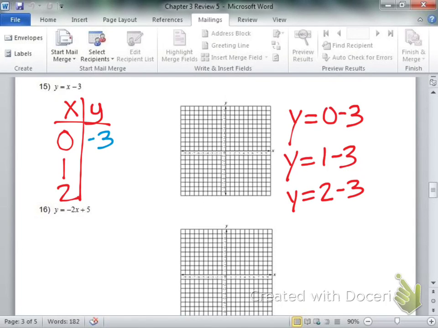negative 3. When X is 1, Y is negative 2. When X is 2, Y is negative 1. Those are your 3 ordered pairs. So left and right, 0, down 3. Right 1, down 2. Right 2, down 1. Connect those with something super straight. Put some arrows on the ends.